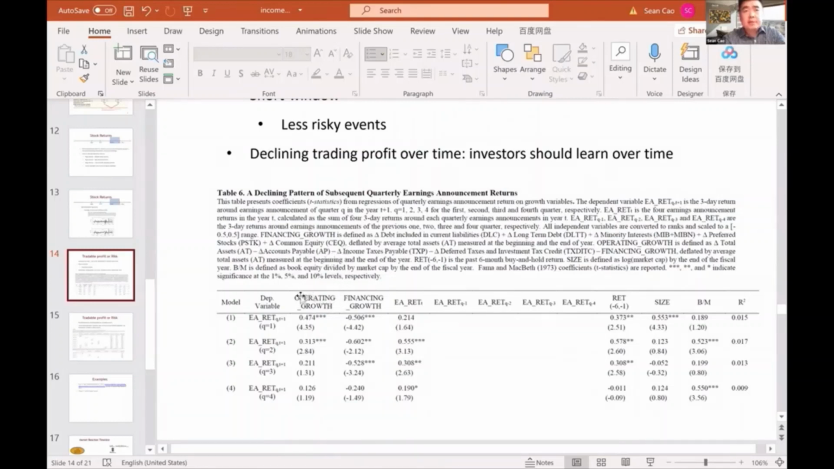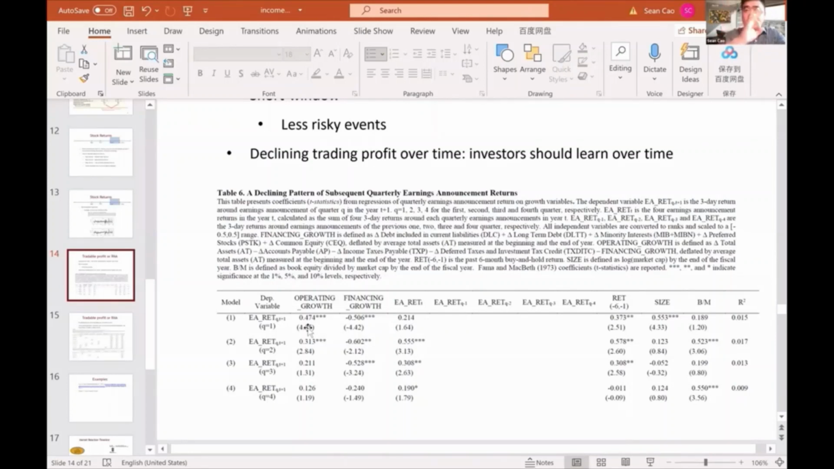I developed a trading strategy using operating growth, a variable from 2011 calculated from the balance sheet. Operating growth can predict the next earnings announcement return. The green one is about 0.4% over 3 days. After I take care of the cost, you can earn a profit of 47 basis points over 3 days. It's pretty high.